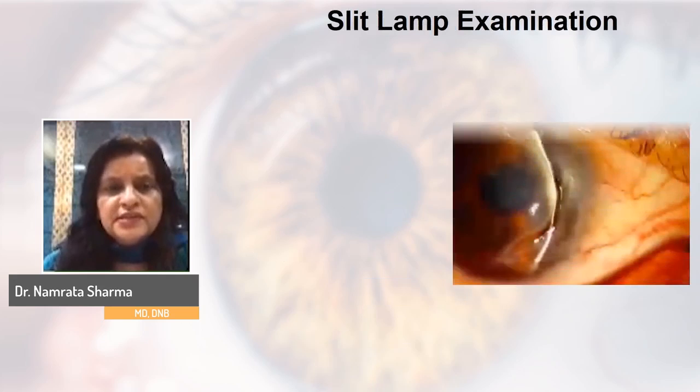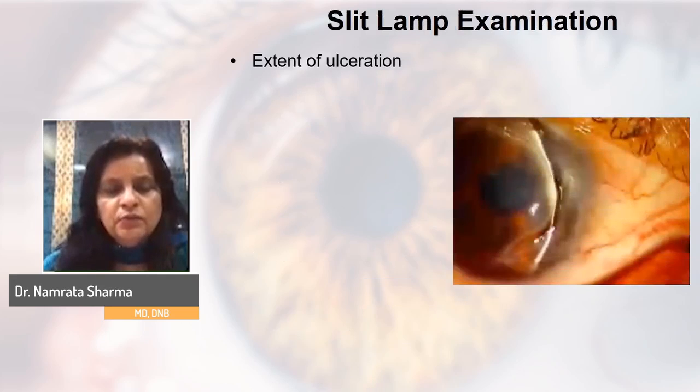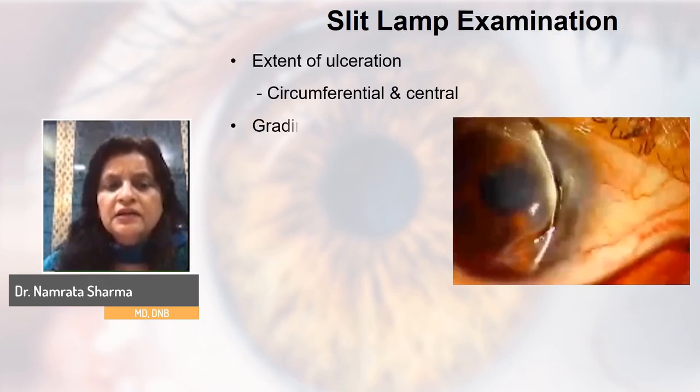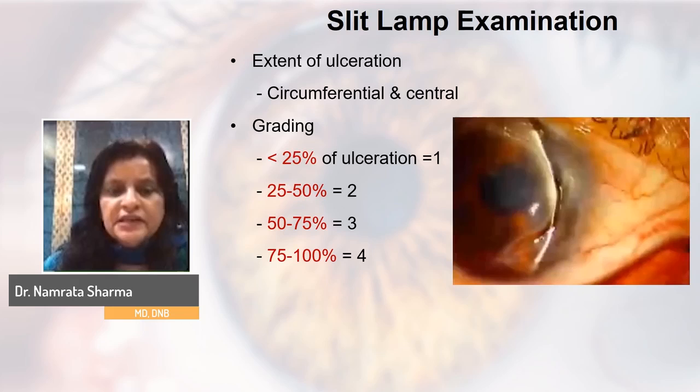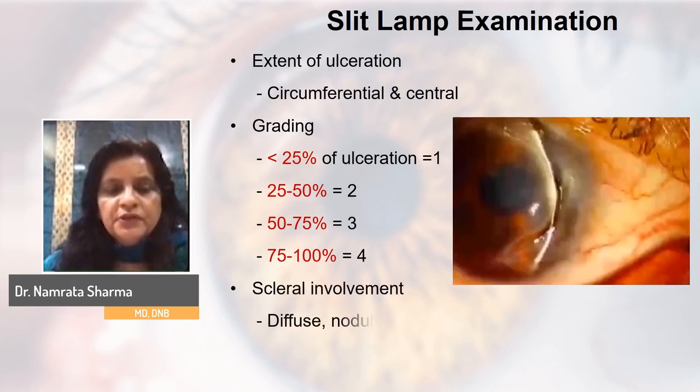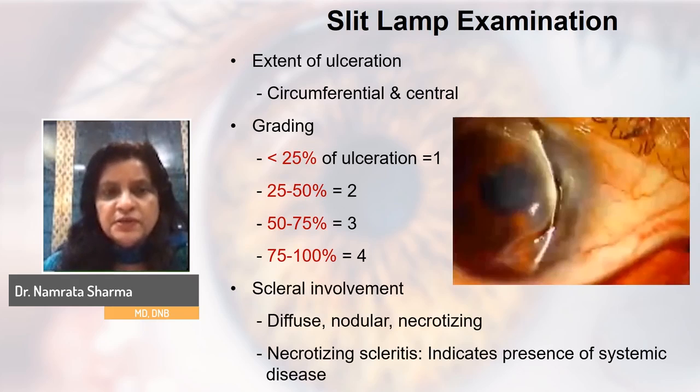So it is important to know the extent of ulceration. One needs to know the circumferential as well as central extent, and grading. If it is less than 25%, then it is grade 1, 25 to 50% is grade 2, 50 to 75% is grade 3, and more than that is grade 4. Then again, it is important to know whether sclera is involved or not, which could be diffuse, nodal, or necrotizing, and necrotizing scleritis indicates the presence of systemic disease.